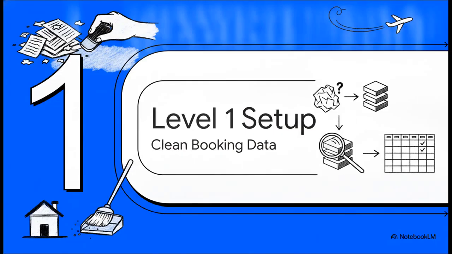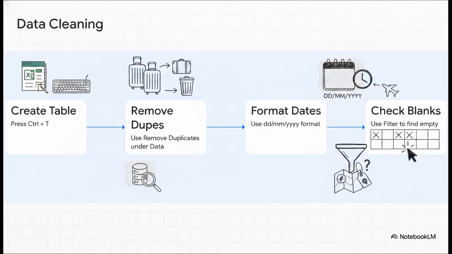All right, Level 1, preparing and cleaning booking data. You know what the absolute biggest mistake people make on these tests is? Jumping straight into writing formulas. You have to lay the foundation first, otherwise it all falls apart. So first thing, highlight your data and hit Ctrl+T to convert it into a proper Excel table. This makes everything so much easier to manage.